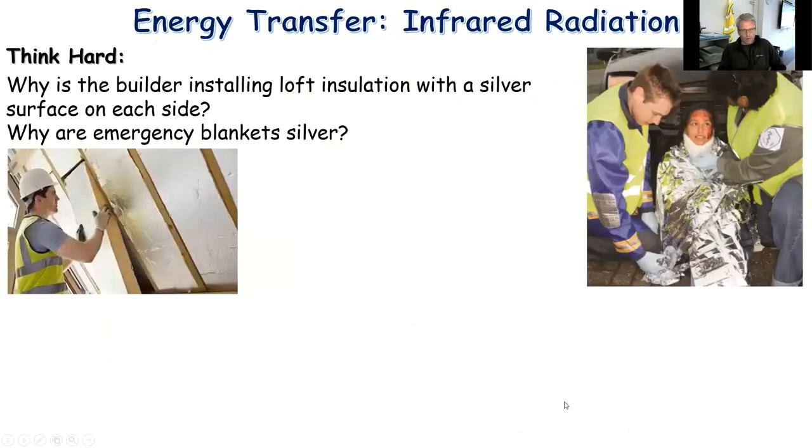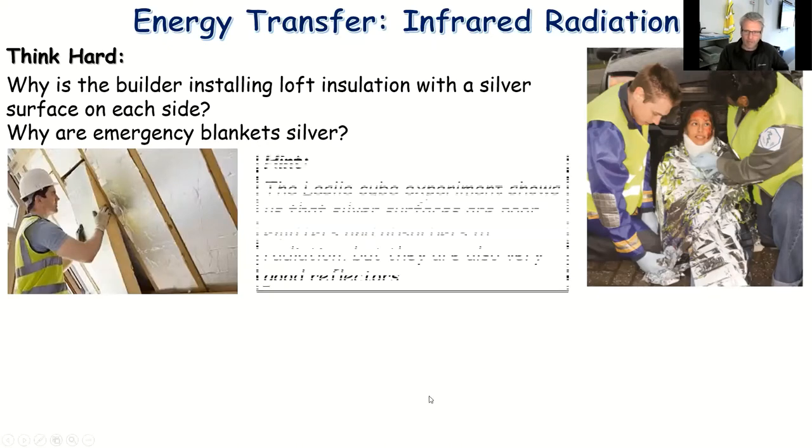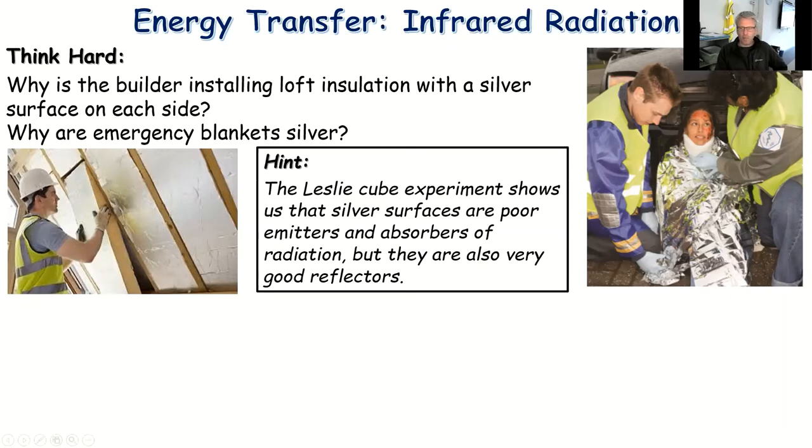So if you were a builder and you're installing loft insulation, why would you choose something with a silver surface on both sides? And why is the emergency blanket on the right-hand side there silver? I'll give you a couple of minutes to think hard about that, but here's a little hint. We've just been speaking about the Leslie cube, and it shows us that silver surfaces are poor emitters and absorbers of radiation, but they're also very good reflectors. So if you're watching this remotely, it would be a good idea to pause the presentation, maybe write down a couple of sentences about why you think those silver surfaces are useful.